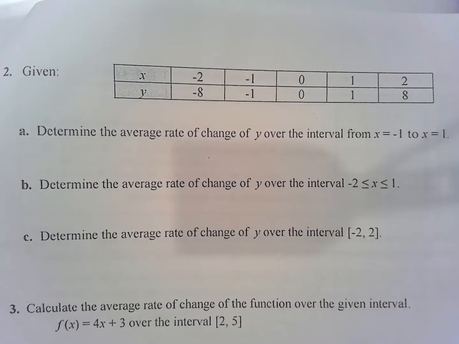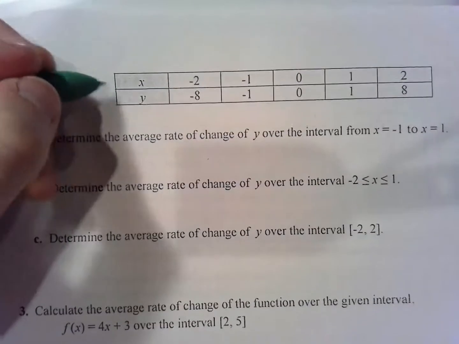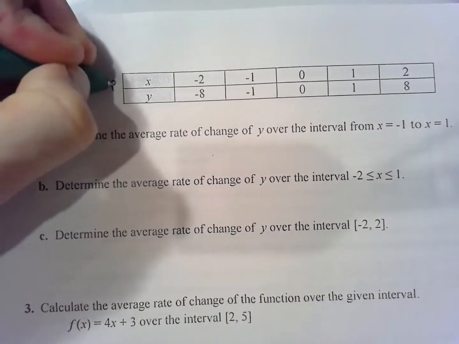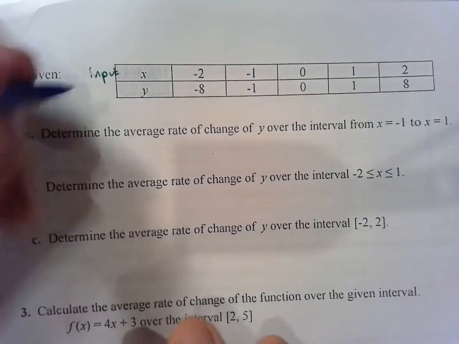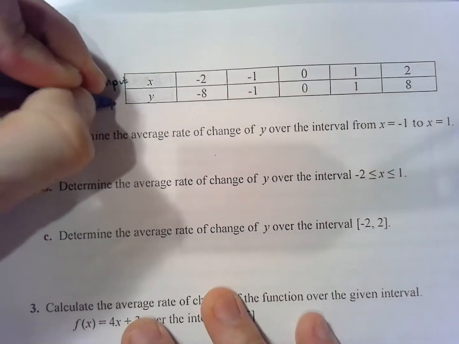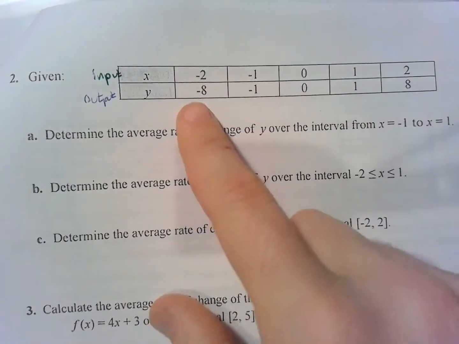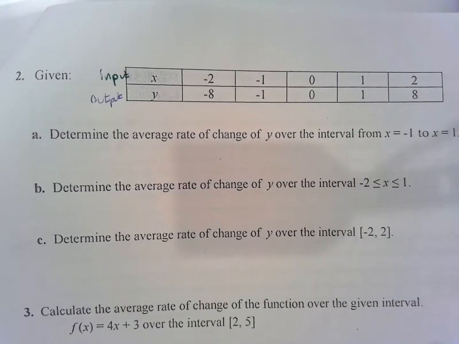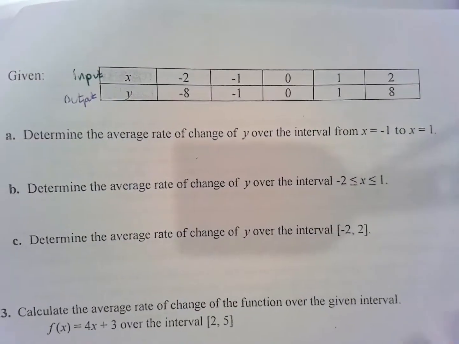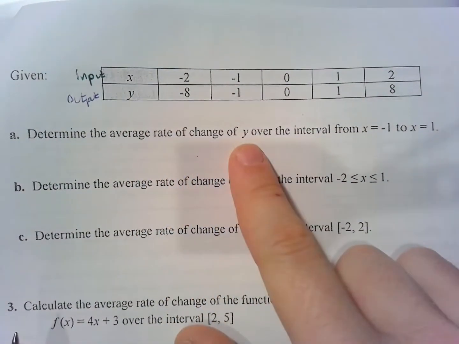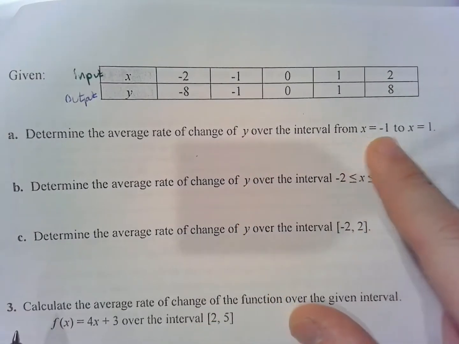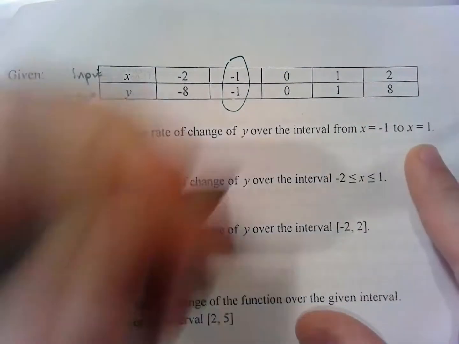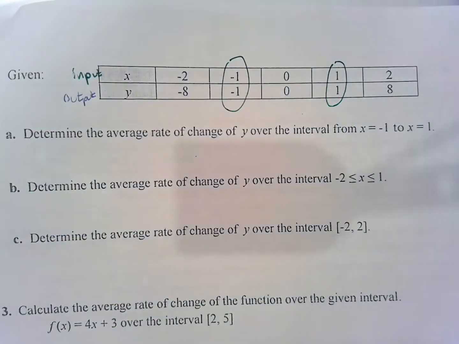So here we've got another function, and this function input and output table is given right here. My x's are my inputs, and the y's are my outputs. Now, it's changing by different amounts between each of the y's. My x's are all going up by 1. And it wants us to find the average rate of change of y over the interval from x equals -1 to x equals 1.